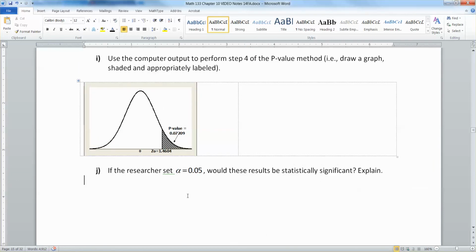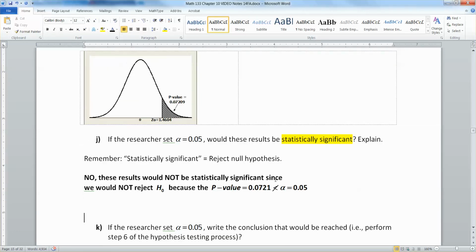Now, if the researcher set alpha to 0.05, would these results be statistically significant? Well, remember, statistically significant, that little phrase means reject the null hypothesis. Let me type that up real quickly. All right, so remember that statistically significant means you reject the null hypothesis. That's what that stands for.